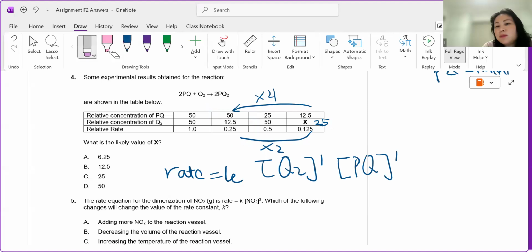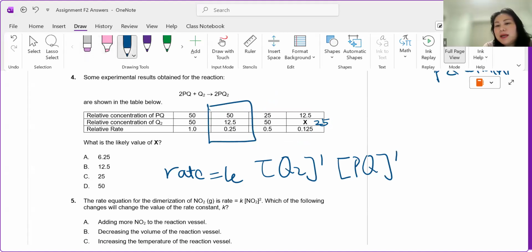So let's work it out. Given that the answer is C, 25, now let's try to reason this part and this part. So this is multiplied by 4 times. So rate should increase by 4 times. However, here it actually decreases by half. So the rate was increased by 4 times and then later halved, so it becomes 2 times.